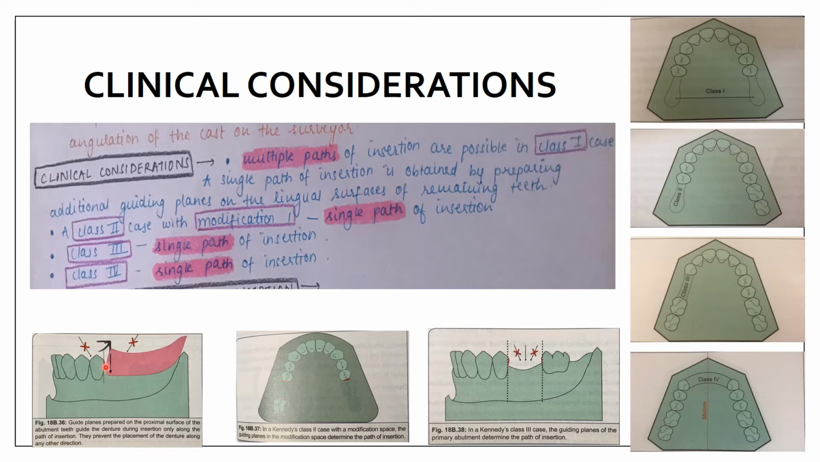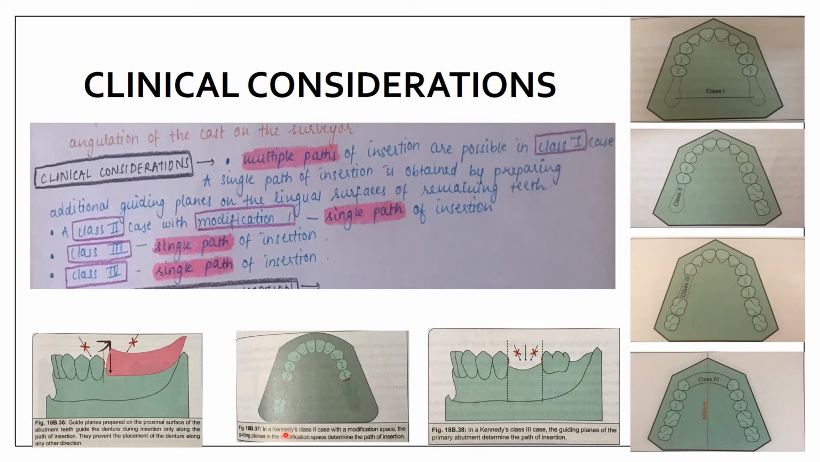They guide the denture during insertion only along the path of insertion, and they prevent the placement of the denture along any other direction. So this guiding plane is guiding the prosthesis to be placed in the proper position.